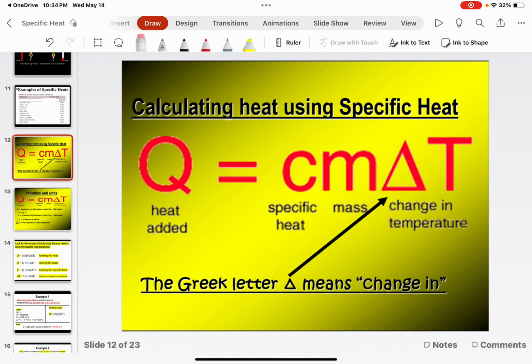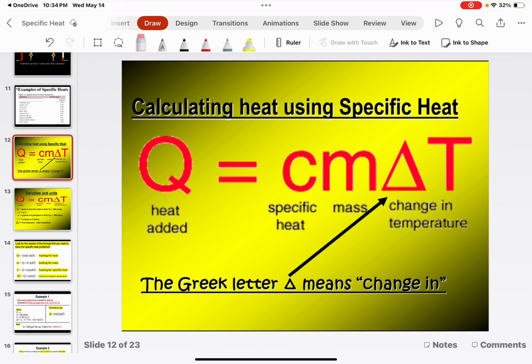Okay, for this video, I'm going to show you how to calculate for specific heat, which is what today's assignment entails. So make sure that you take the notes where it includes the information that I'm covering right now.